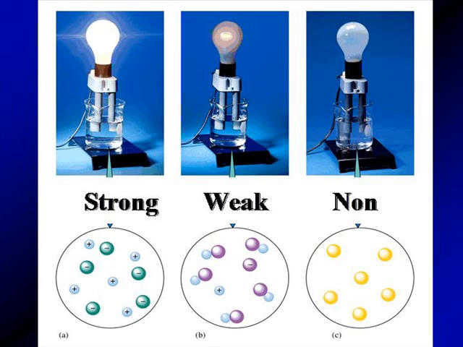Strong electrolytes dissociate 100% and conduct electricity to a large degree. Weak electrolytes dissociate only a small percentage but still conduct electricity. Non-electrolytes are not ionic compounds, do not form ions, and do not conduct electricity.